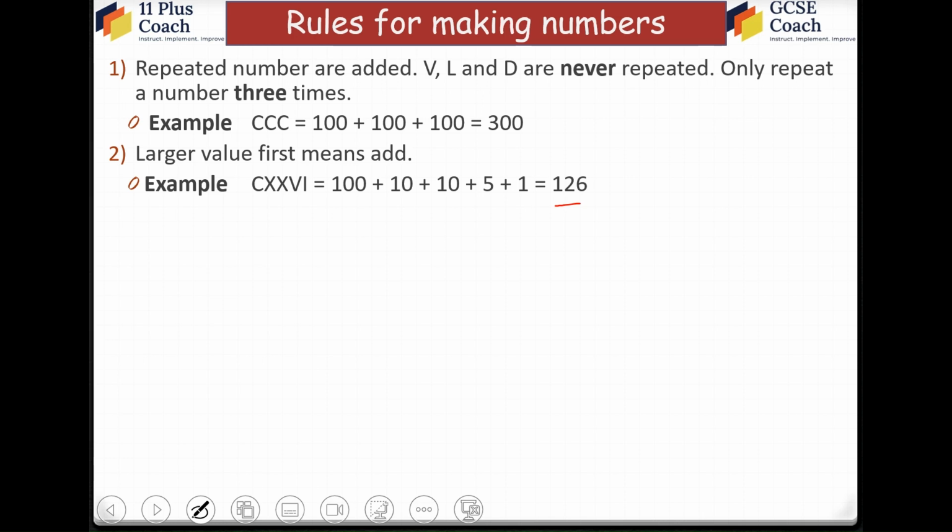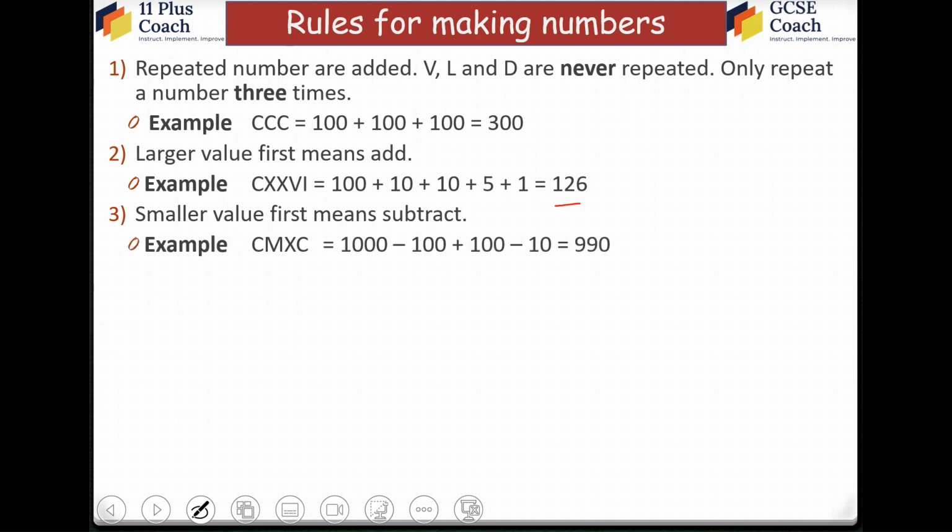The next rule is this: if you have a smaller value before a bigger one, that means you take the smaller one away from the bigger one. So you subtract them. Here's an example. Now C is 100 and M is 1000. So 100 is obviously smaller than 1000. That means 1000 minus 100.